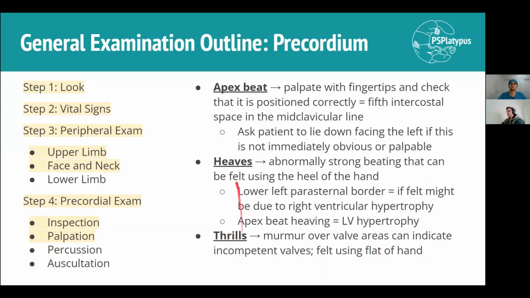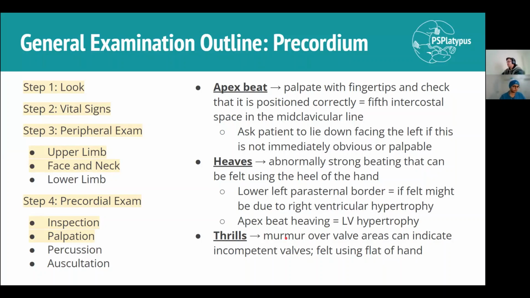Discussed thrills before, but with heaves, you want to use the heel of your hand. So heaves, heel, that might make it easier to remember. And those are just really strong beats. So it can be a sign of pathology if that's the case. So two major places you want to look at is going to be the left-hand side and or the lower left parasternal border. That's a sign of right ventricular hypertrophy. And then the apex beat, because it's the left ventricle, that's a sign of left ventricular hypertrophy.